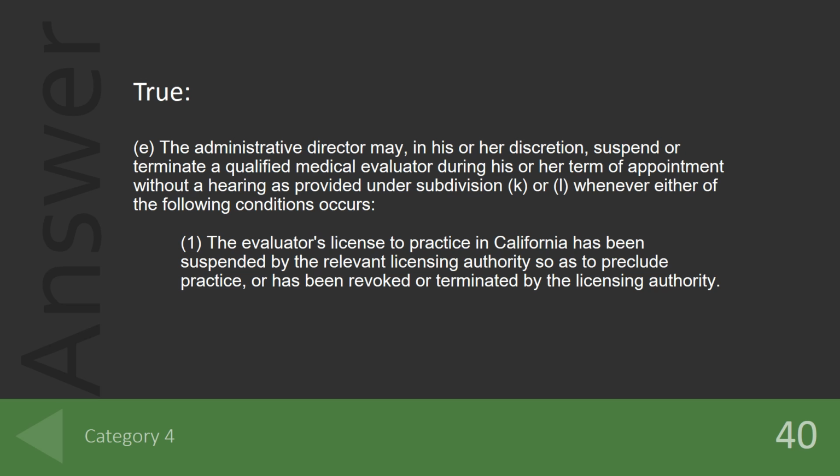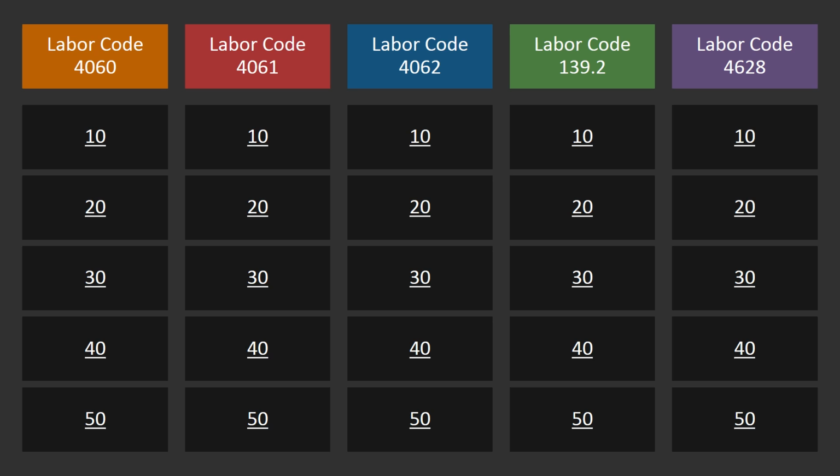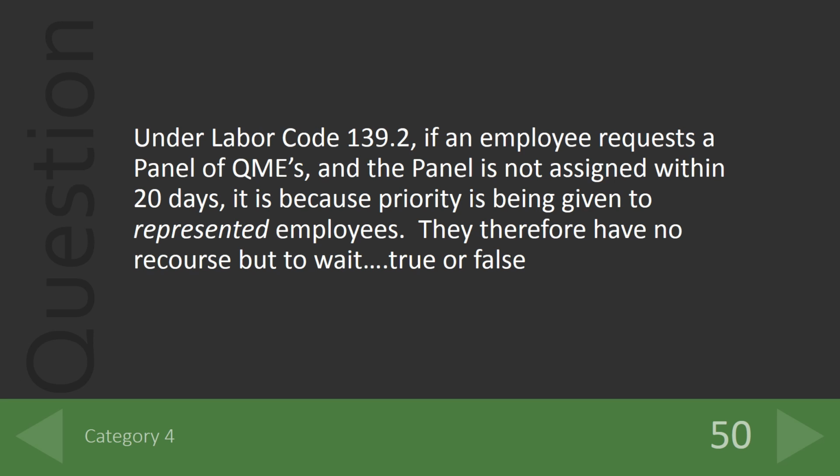Okay, and let's go now to our final question. Labor Code 139.2 now for 50 points. Is this true or false? And this relates back to the QME panel process, which we discussed in great detail under Labor Code 4060, 4061, and 4062. But even in Labor Code 139.2, there's some mention of the QME panel process.